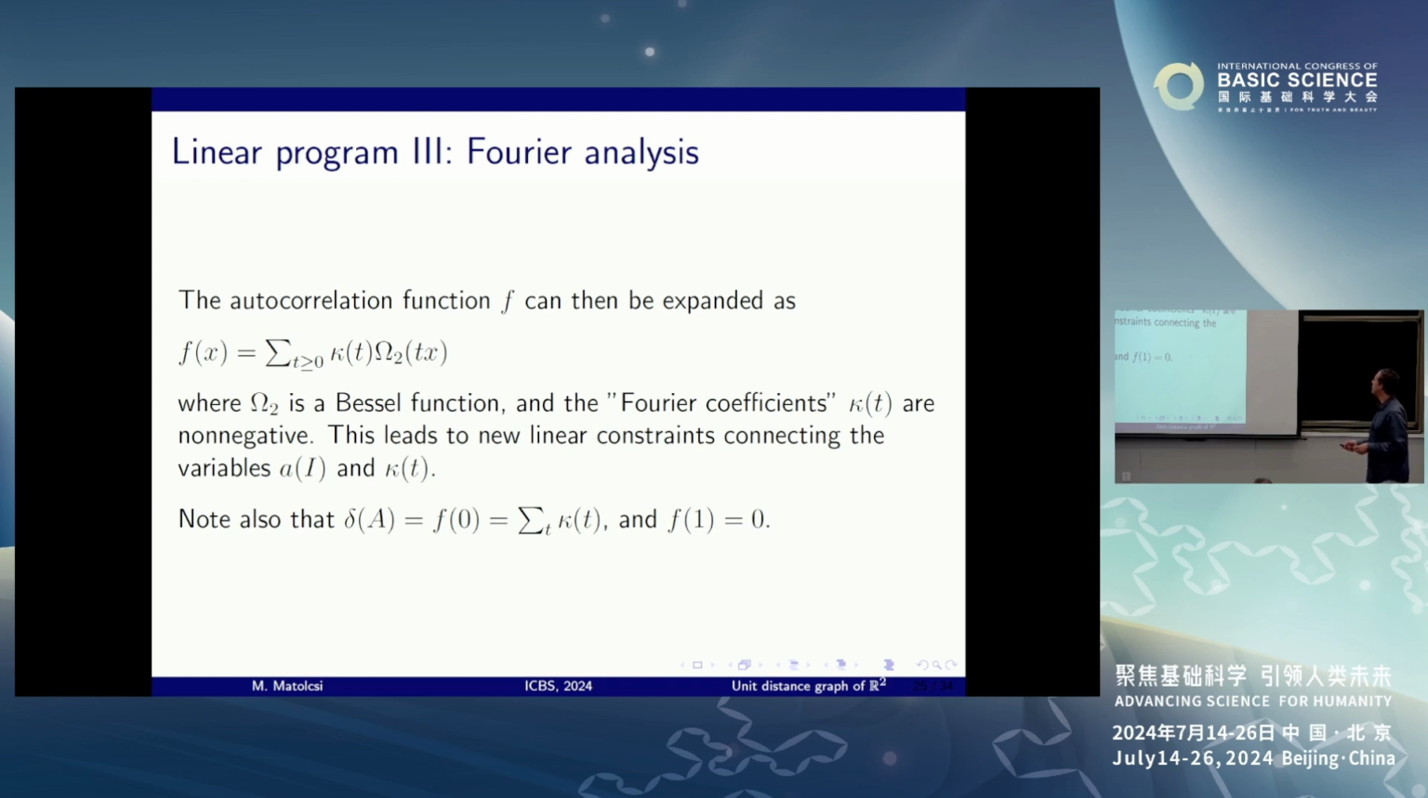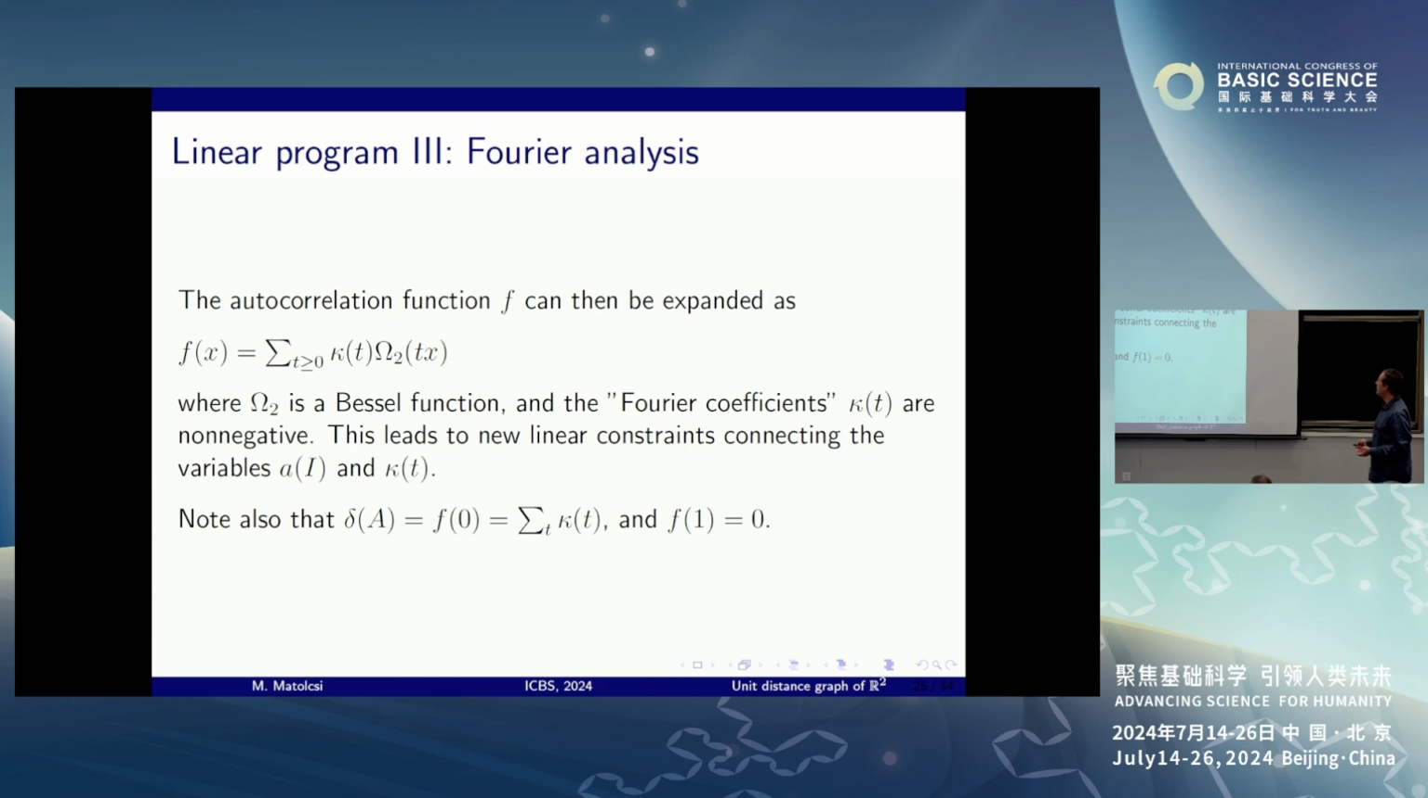So what are the new constraints? I will show you, but let's first observe some trivial equalities. The density of your set is exactly f(0). Because what is f(0)? You put a segment of length 0, that's a simple point, and you drop it on the plane randomly. It has a chance delta of hitting your set. So delta is exactly f(0), and it can be evaluated as the sum of kappa t's. These Bessel functions are normalized in such a way that at 0, they take the value 1. So in the linear program, we are going to maximize delta, so we want to maximize the sum of kappa t.